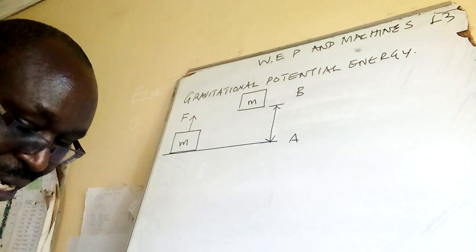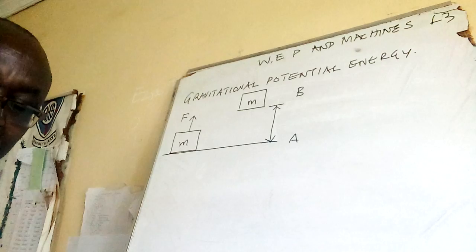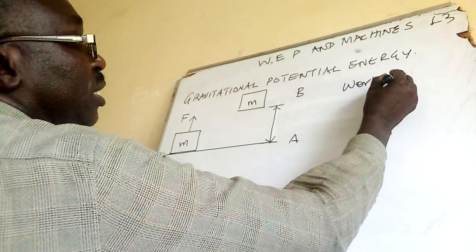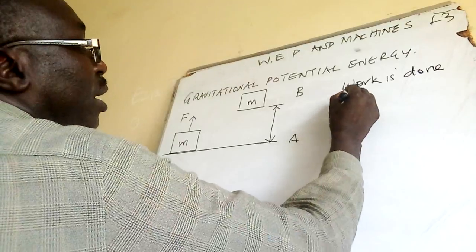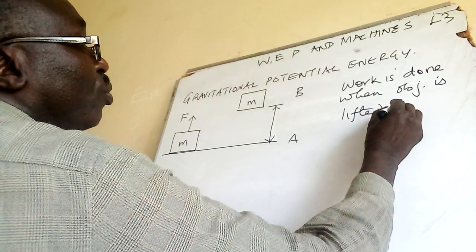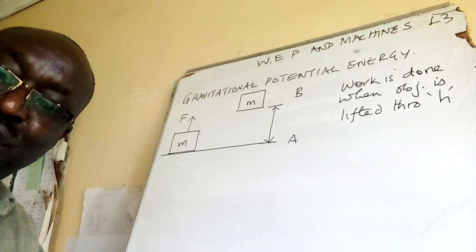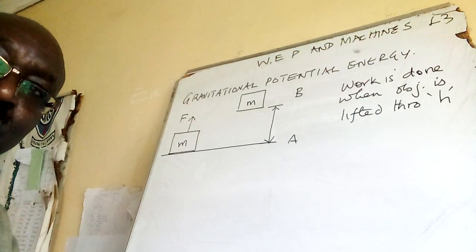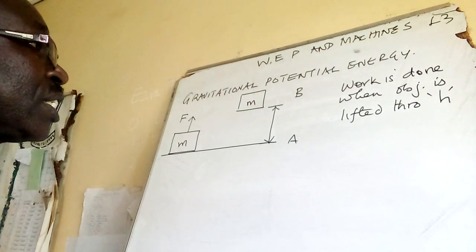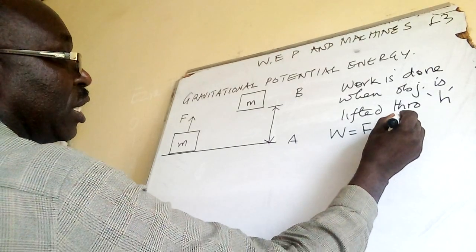Work is done when an object is lifted through height h. So the work done basically would be force times distance. So I can say here work is equal to force times distance h.